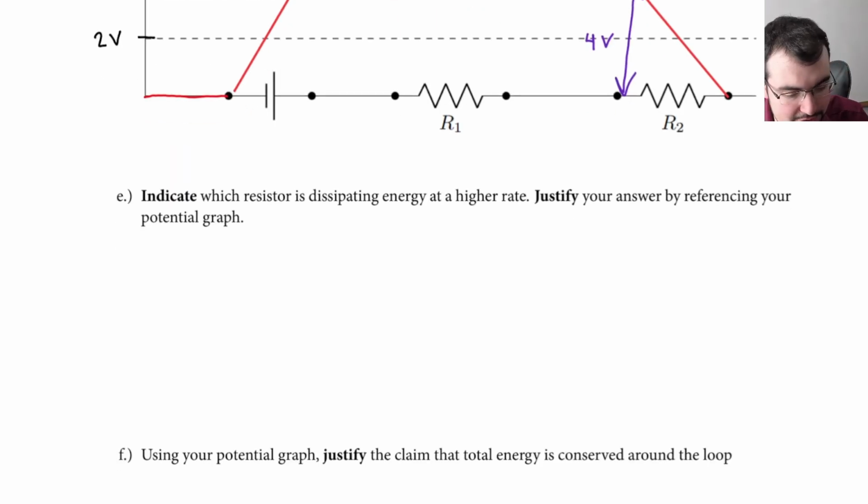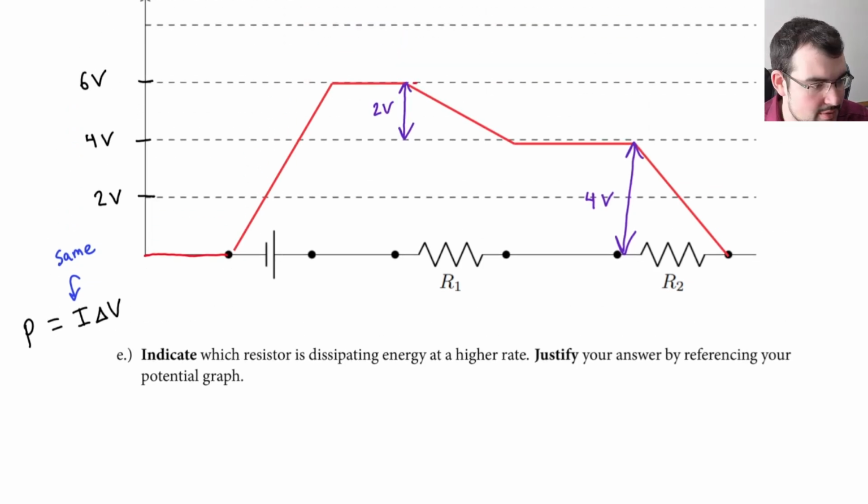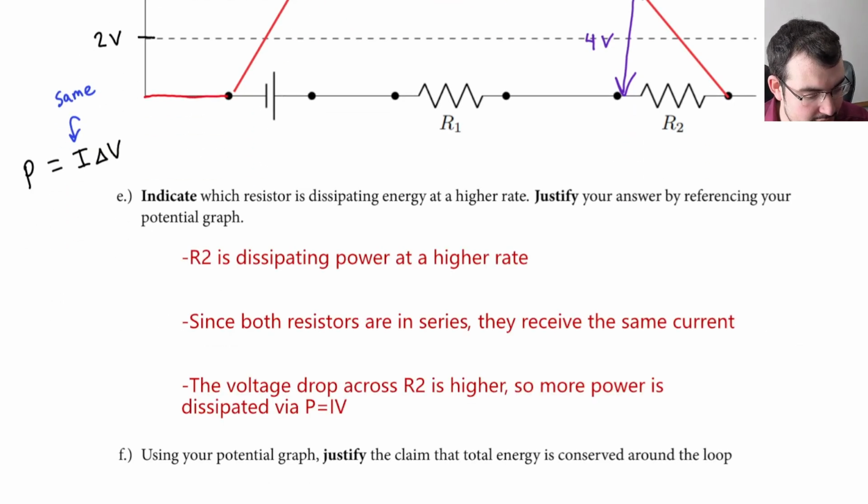And we also know that power is I delta V. So we can see that the resistor that will be dissipating more power is going to be the one with the larger delta V because I is the same. So it's going to be R2 because notice R2 has a larger jump across it, a larger voltage drop. R2 is dissipating power at a higher rate.